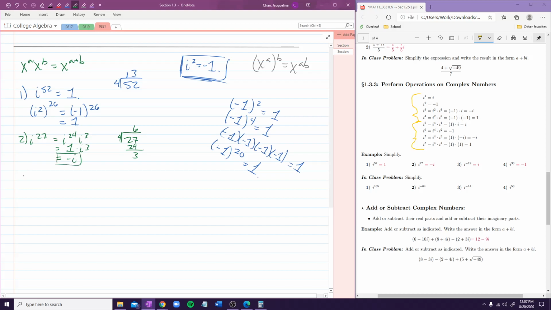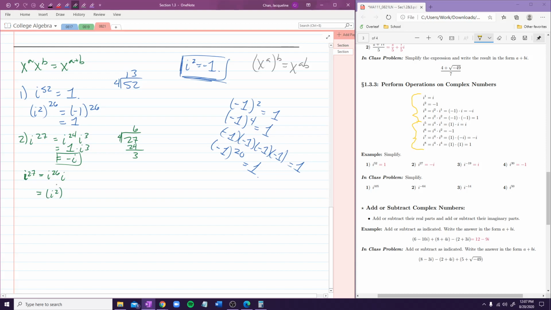Right? The other way, okay, so over here I just divided it by 2 automatically because it's an even number, but when it's an odd number, we just have to break off an i. So I'm going to do i to the 26 times i. Okay, because 26 plus 1 is 27, so I didn't change anything. Okay, and when I do that, this is going to be i squared.